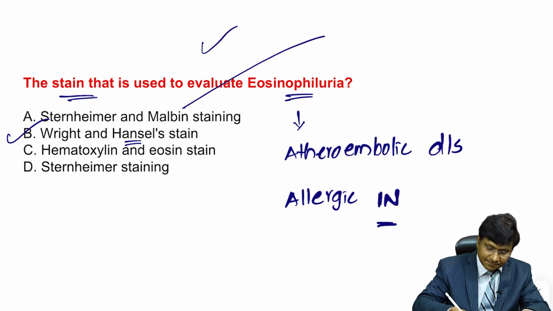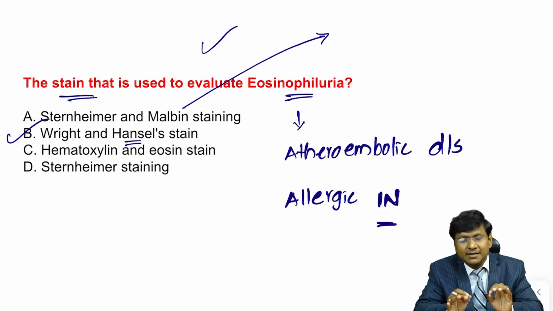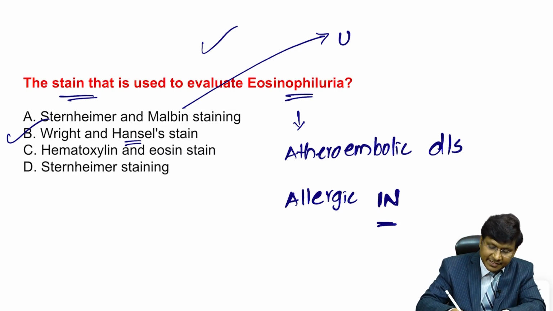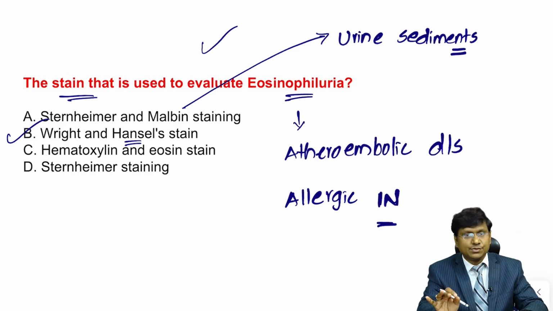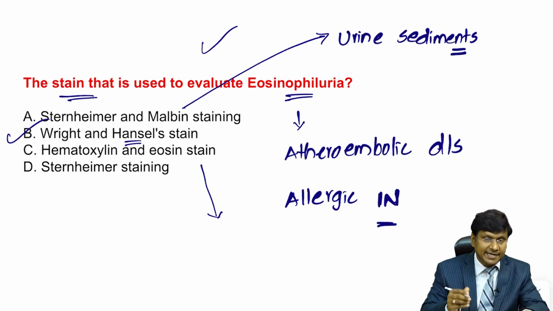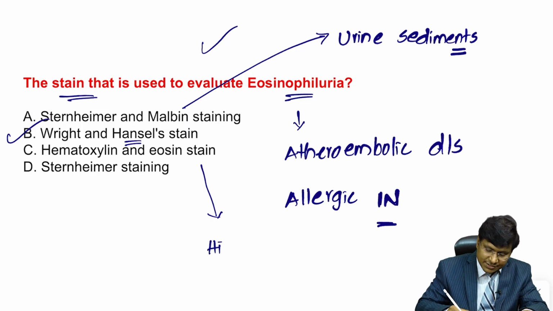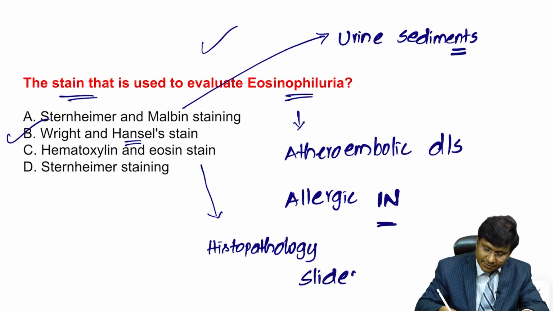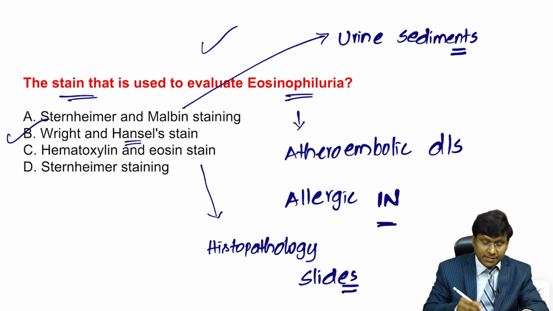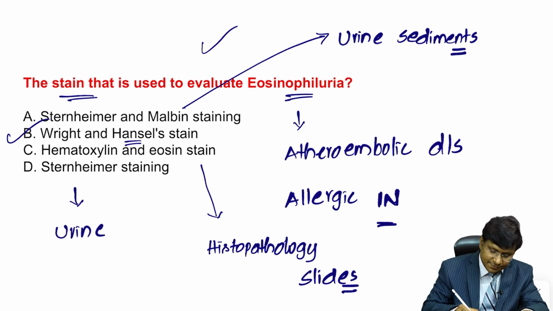Whereas the Steinheimer as well as Malbin stain is used to stain the urine sediments. Right, urine sediments. And the hematoxylin and eosin stain is a regular stain used in histopathology slides. Whereas the Steinheimer stain, as I have just said, is used to stain the urine sediments.